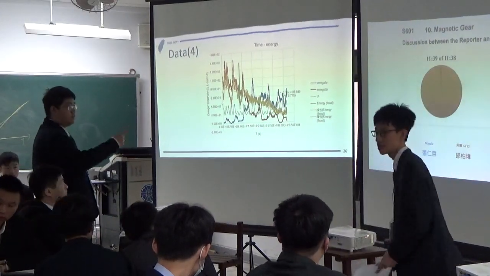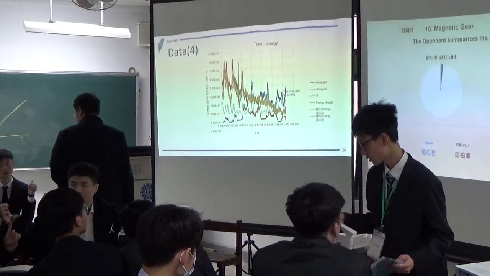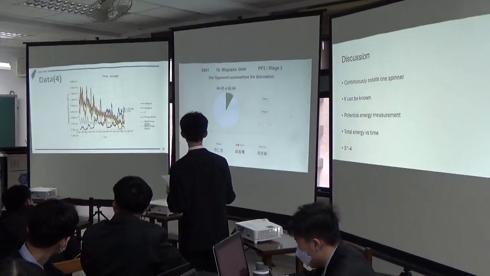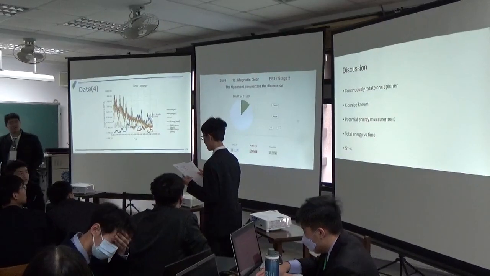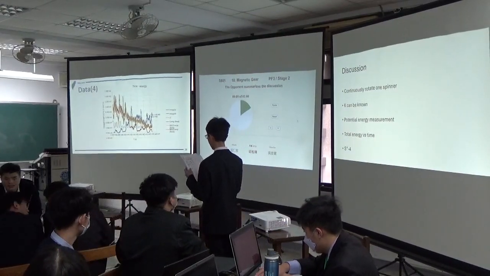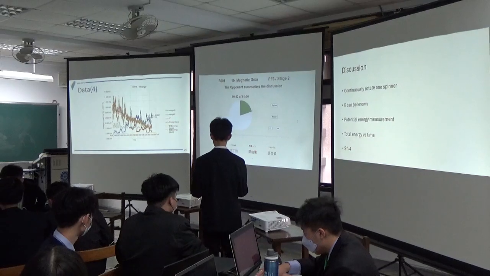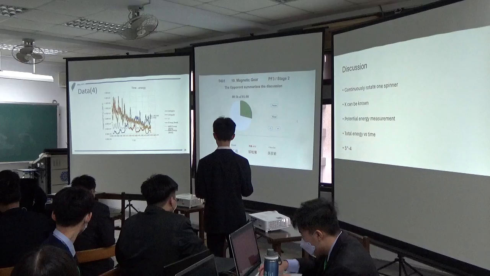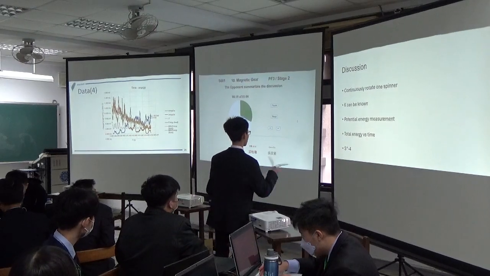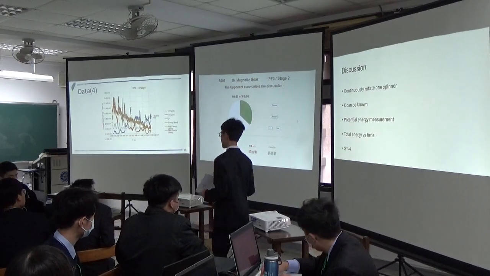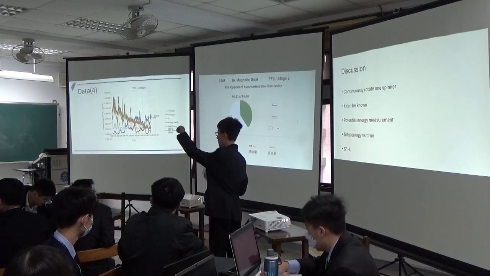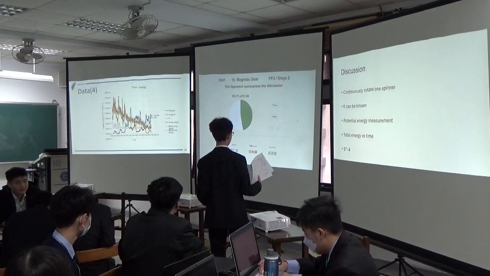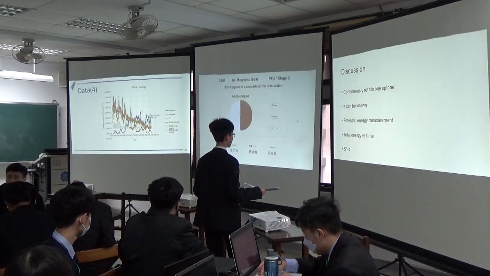Sorry, time is up. So open the summarize. 1 minute. They didn't say what we asked at the first question, and the K should be calculated after this discussion. For the potential energy measurement, we know that they do sum of different magnets. Potential energy is measured like that.